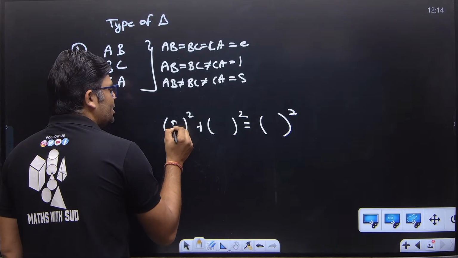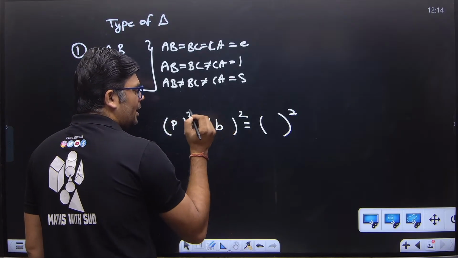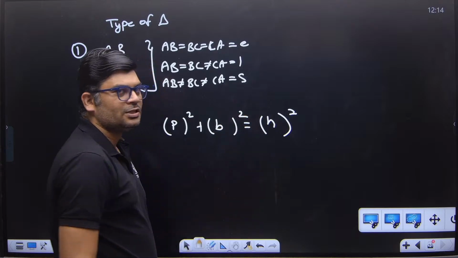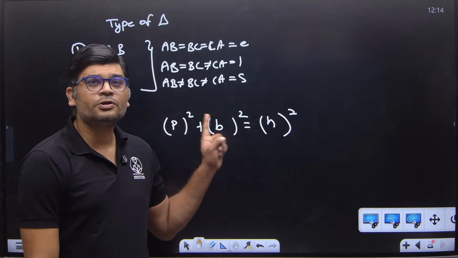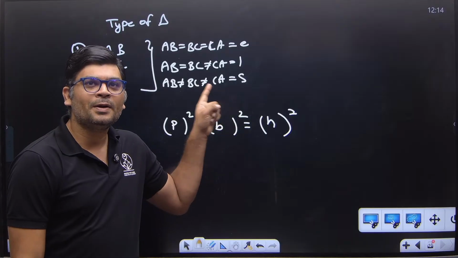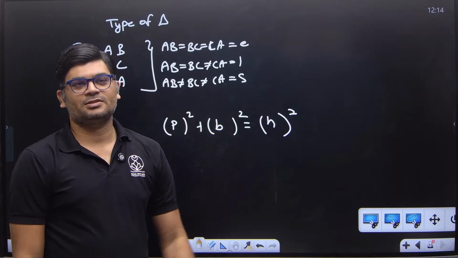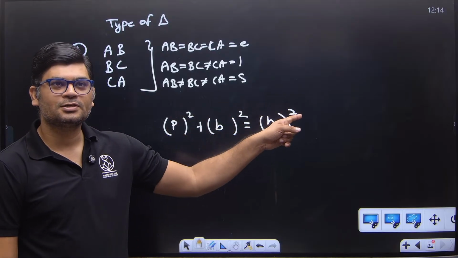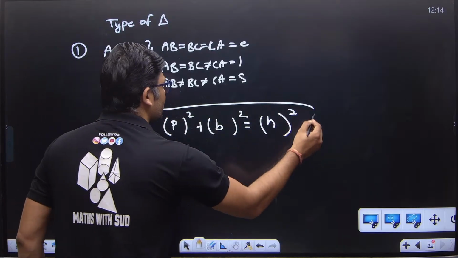So let me write it as perpendicular. Let us take the second side as base, and I will check whether the third side is the hypotenuse or not. So this also needs to be checked, even though it is a scalene triangle, whether it's a right angle triangle or not. So this is the fourth case, and this case you have to check.